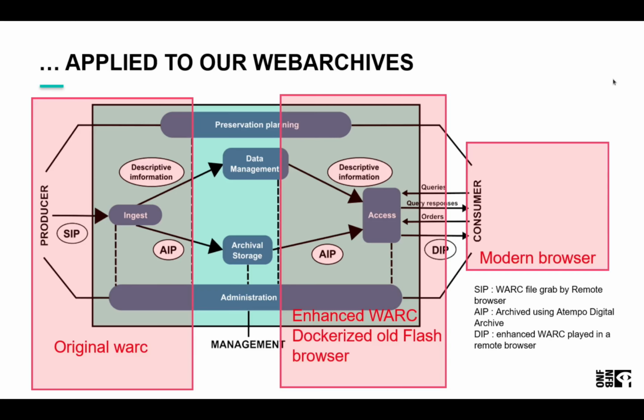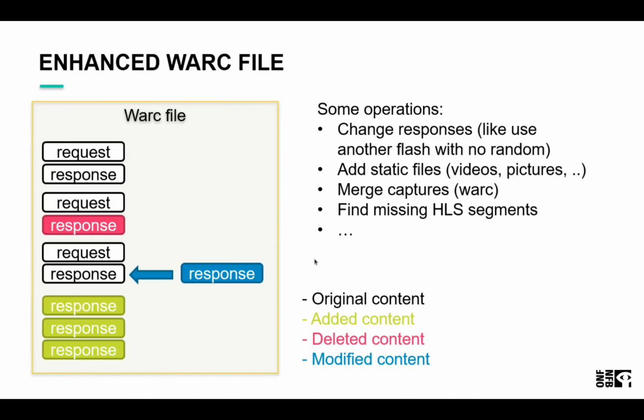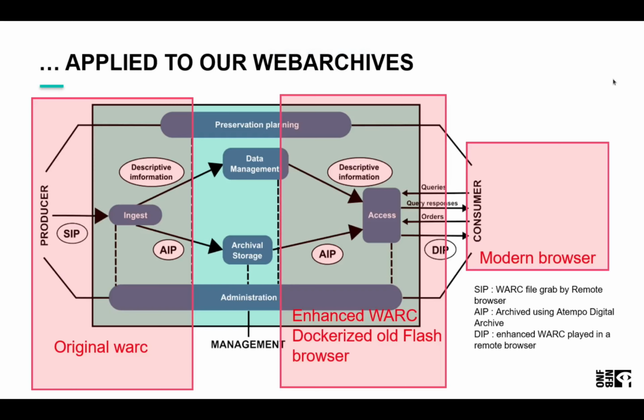For the dissemination information package, we have an enhanced WAC file. This WAC file is produced by an internal script. The goal of this enhanced WAC file is to improve the replay of our web archive and to preserve the experience. For example, we swap some resources to be sure that there is no random, to be sure that the authentication will pass. We add some other resources, for example, missing images, missing videos, missing static files. So if we missed it during the capture, we have it with the enhanced WAC file.